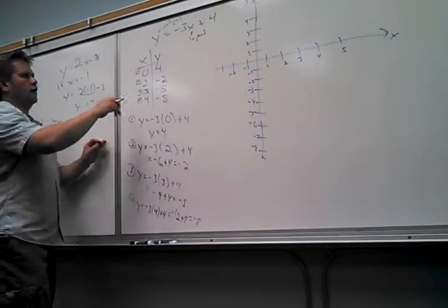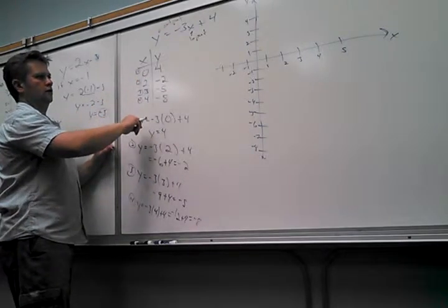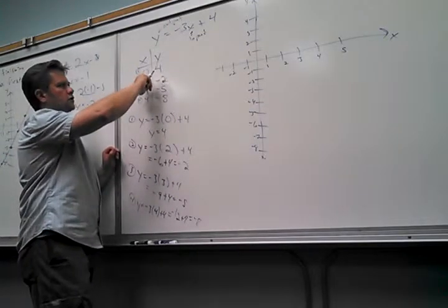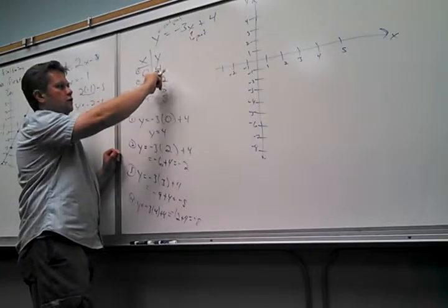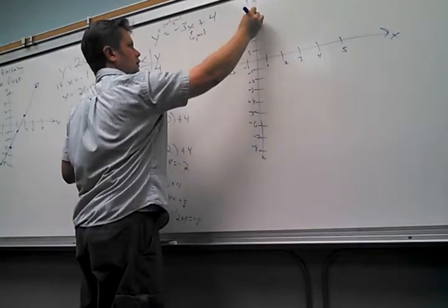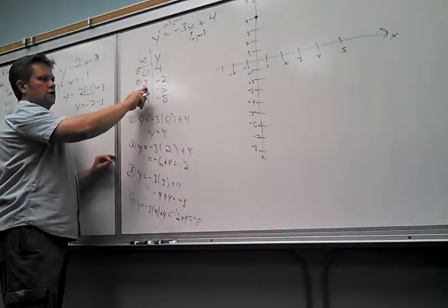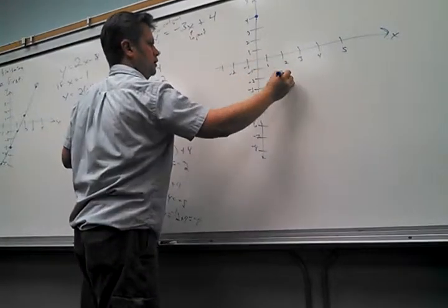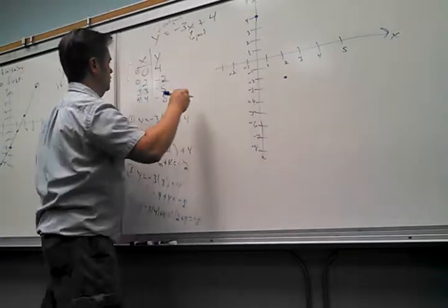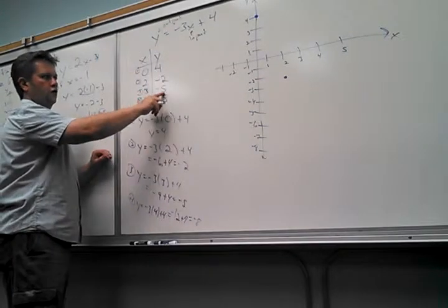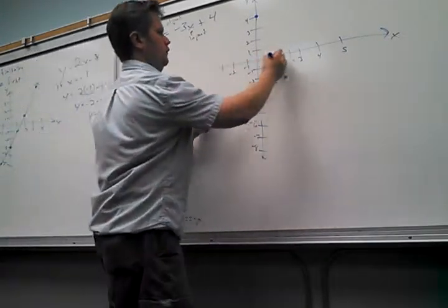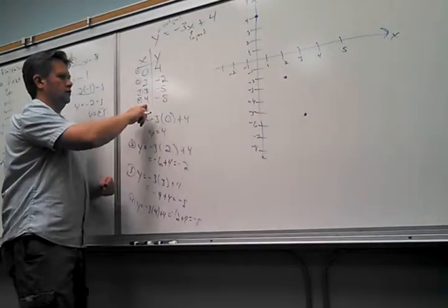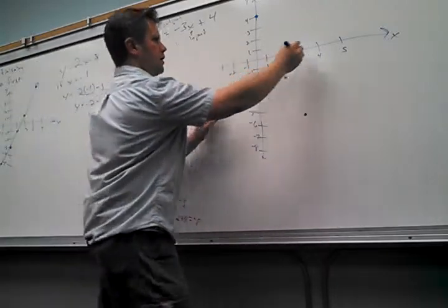So what points do we have to graph? 0, 4. So that tells me, this says don't go anywhere over left and right, but do go up 4. This tells me to go over 2, and then 2 down. Over 3, down 5. And then over 4, down 8.